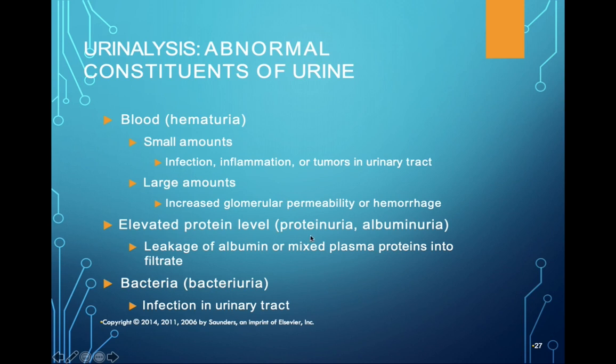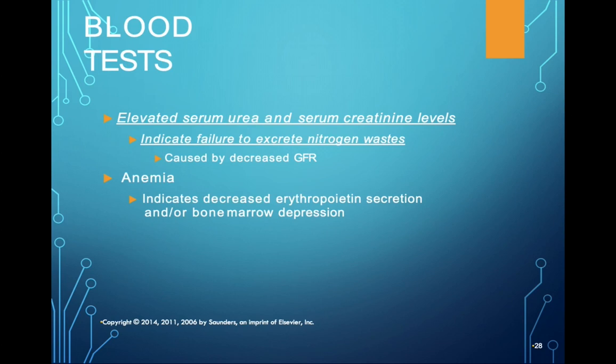Elevated protein levels, that's called proteinuria or albuminuria. If there's the leakage of albumin or mixed plasma protein into the filtrate, we'll call it proteinuria or albuminuria. Bacteriuria is bacteria in the urinary tract, which can be a cause of a urinary tract infection, either of the upper or the lower urinary tract.